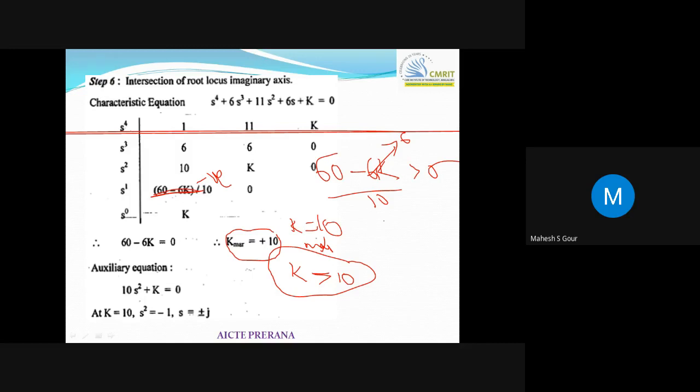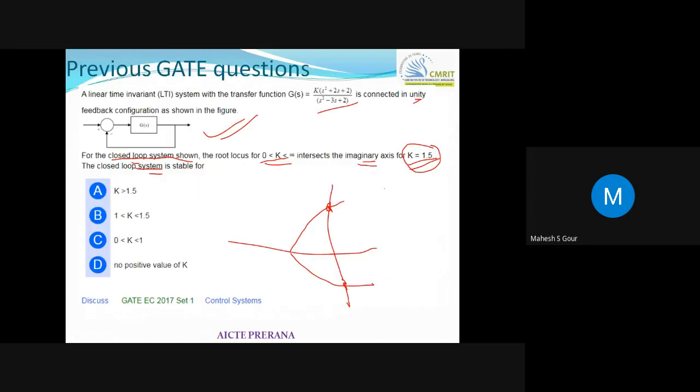Now, in the same case, if I put k less than 10 but greater than 0, what will happen? If I put any value less than 10 and greater than 0, this system will be stable. Correct? So the same thing they are asking here.